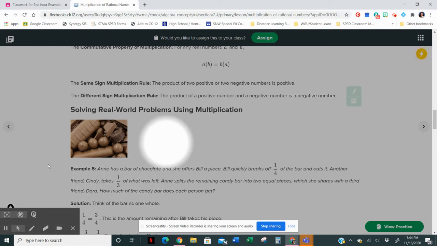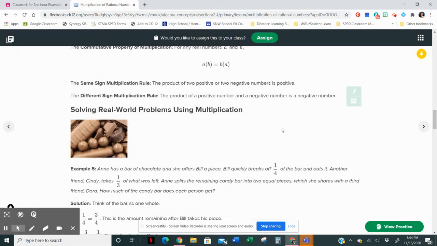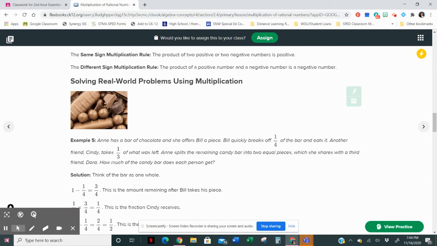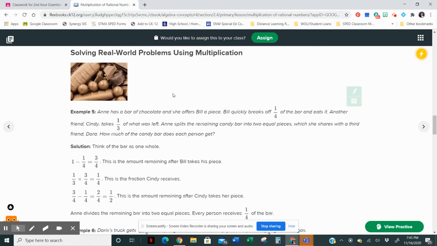So the one thing I hear a lot from you guys is you're always asking, when will I ever use this? Well, let's take a look at a real world problem solving.